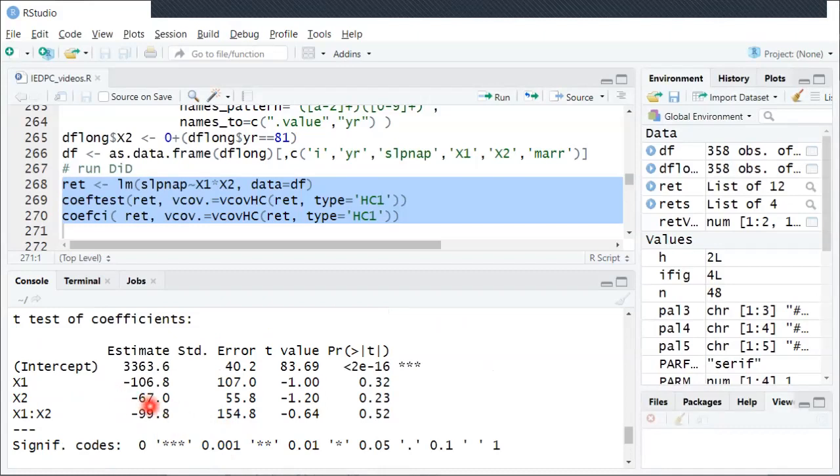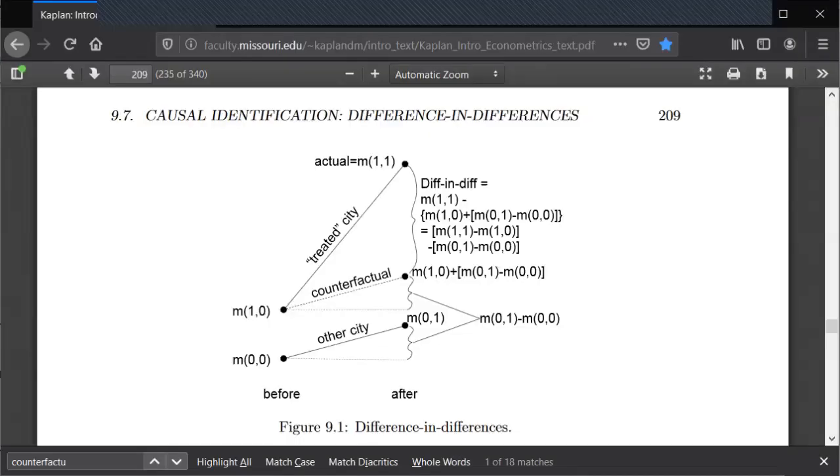So just to finish by looking at the interpretation of that interaction coefficient again, here's the figure from the textbook. So instead of treated city and other city, treated city is now the treated group of individuals who were married in 1975, but unmarried in 1981, which is the after period.